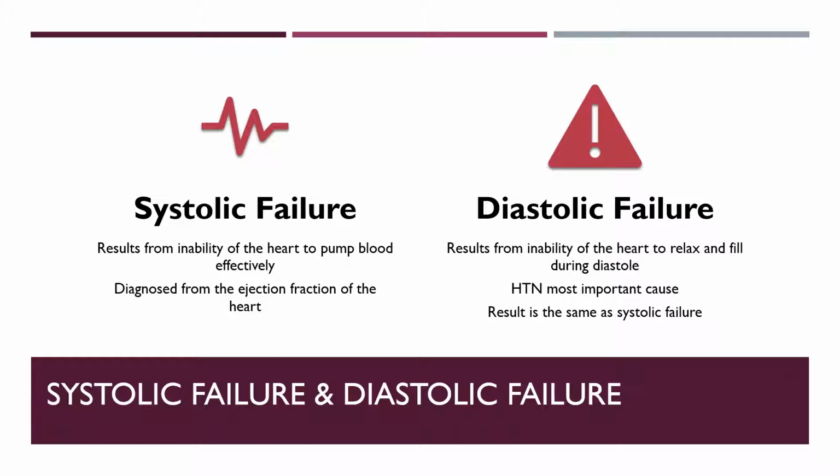As stated previously, left-sided heart failure can be split into either systolic failure or diastolic failure. So with systolic failure, you're going to see that it results from the inability of the heart to pump blood effectively. And this is going to be diagnosed mainly from the ejection fraction of the heart. The normal ejection fraction is 55% to 65%, so anything that's less than that is really going to be indicative of systolic failure. And the result of systolic failure is going to be pulmonary congestion.